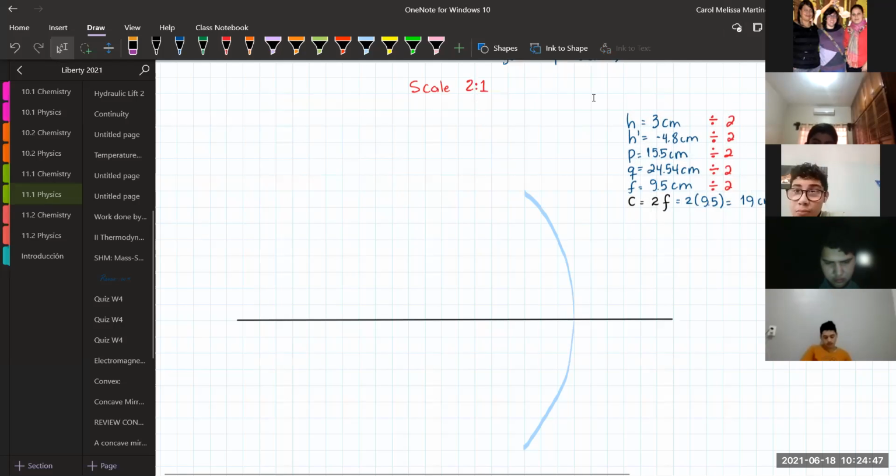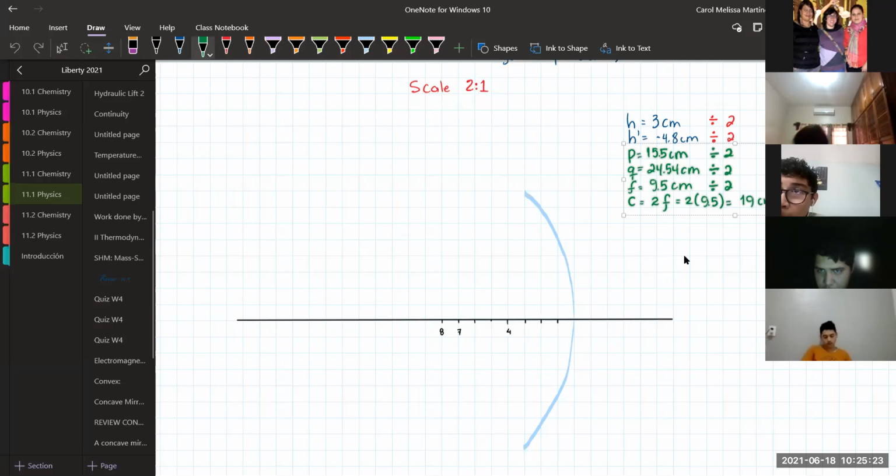So I will start with the points P, Q, F, and C, which are the most important points in the ray diagram. So my point P will be located 7.75 centimeters in front of the mirror. So I will start counting. This is 1, 2, 3, 4, 5, 6, 7, 8.